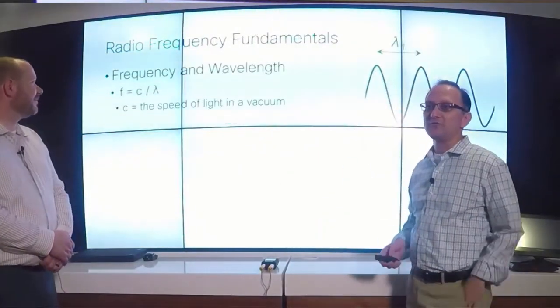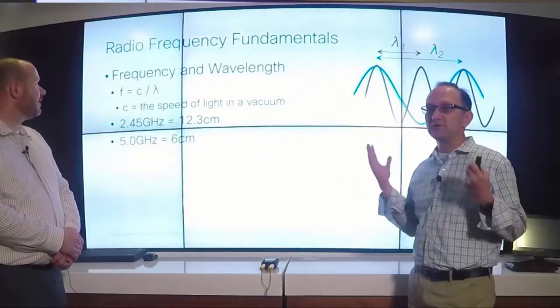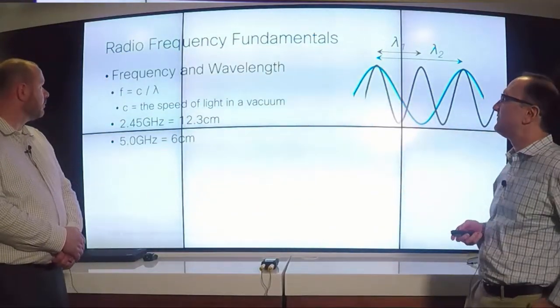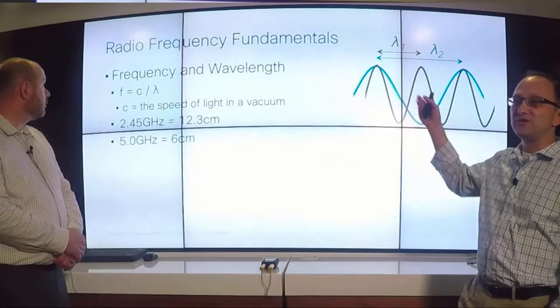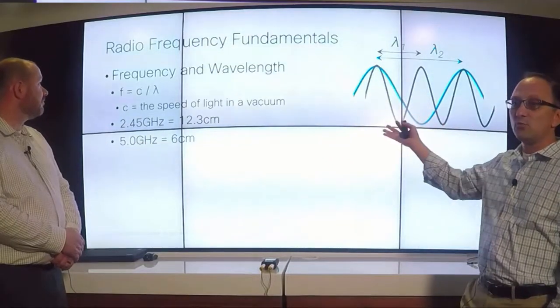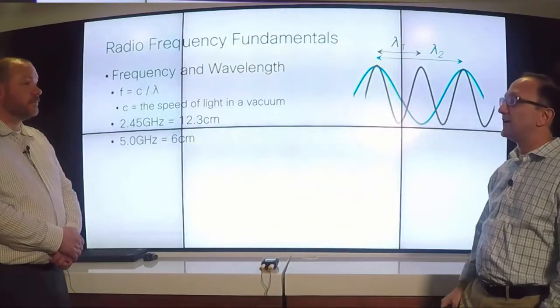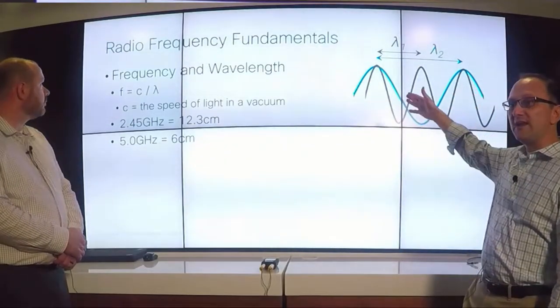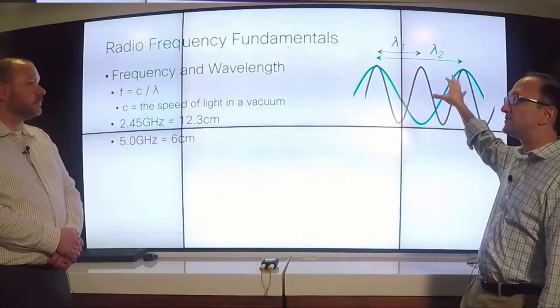So, radio frequency fundamentals. A couple of characteristics, how we describe the signals. We start with frequency and wavelength. F equals C divided by lambda. What is C? C is the speed of light in a vacuum. And you can see we're measuring the distance between the peaks in the signal.